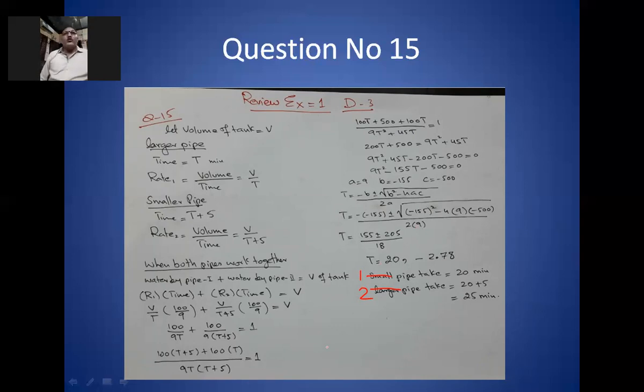So this is how you will do this question. This is question number 15 from the review exercise of the chapter number 1 of the D3 book. So you see this question involves the concept of rate of flow from a tap or from a pipe or from a pump. Or sometimes the rate of flow is also applied on the leakage from a tank. So very important concept. Hopefully you have understood.